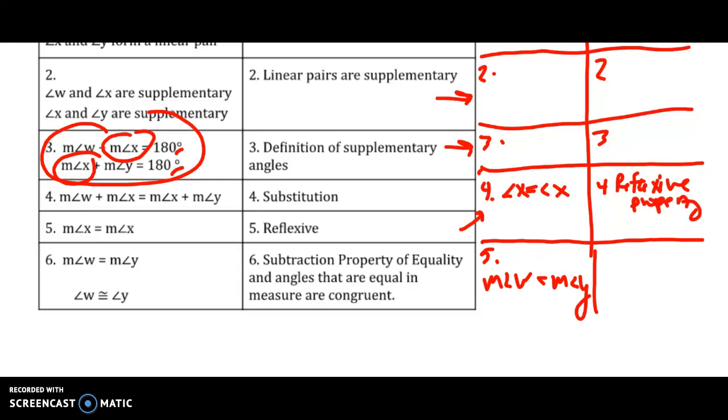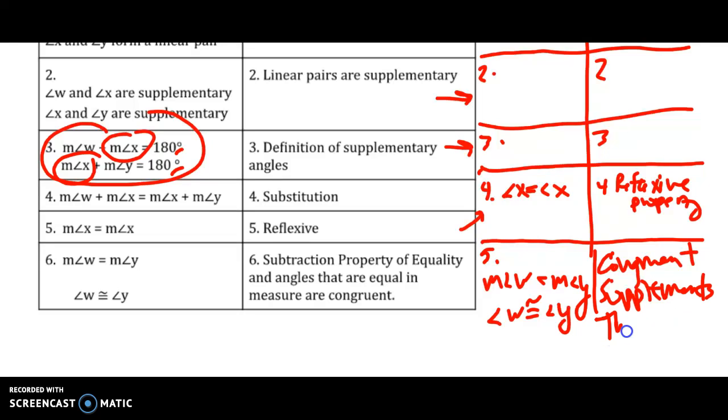And what's our reason? Our reason is, and we can say equal to, or we can say angle w is congruent to angle y, congruent supplements theorem. Could I have proven this using substitution and the subtraction property? Yes. But do I need to? No, I could also use the congruent supplements theorem. So there is a variety of ways to tackle proofs. And again, we want to say that angles that are equal in measure are congruent because we're changing between notations here.